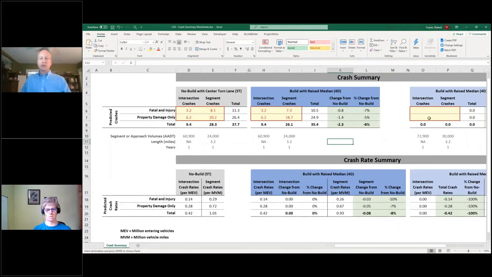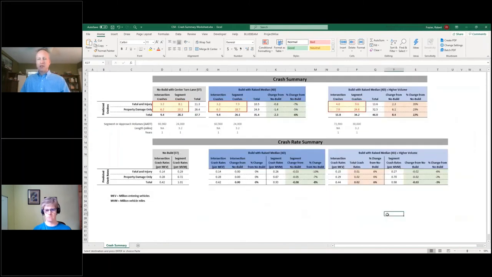Yeah, I think I got it fixed. Okay. Copy those into the right-hand side of the crash summary worksheet. So now we've got data in all of the yellow tabs.